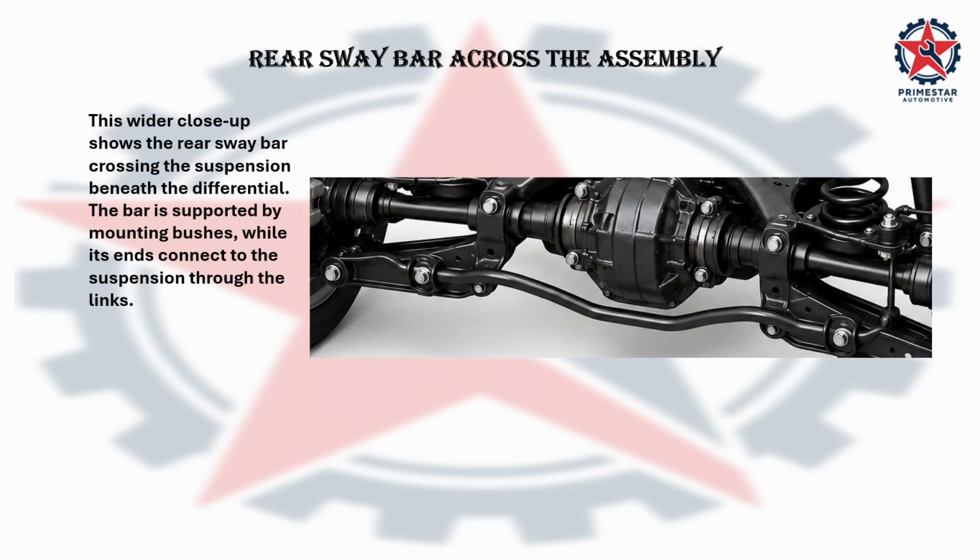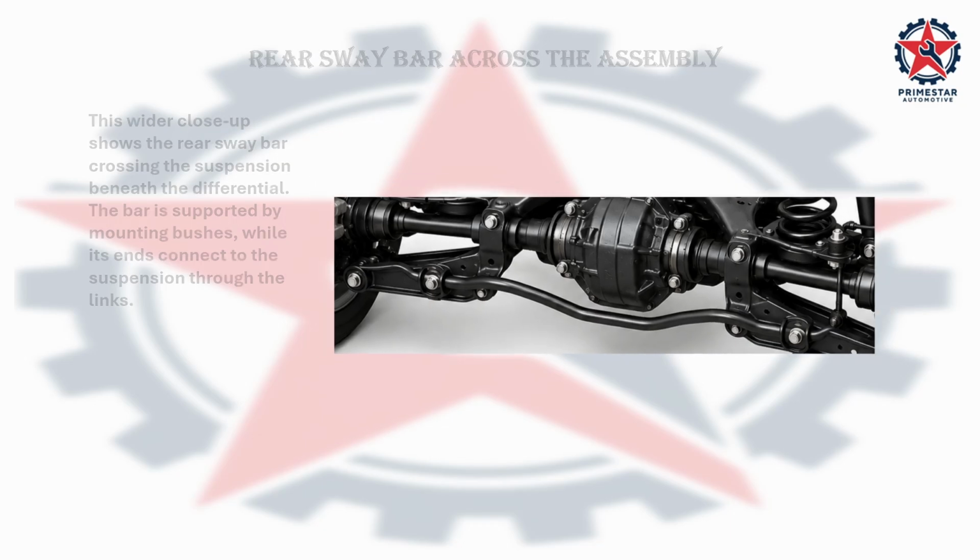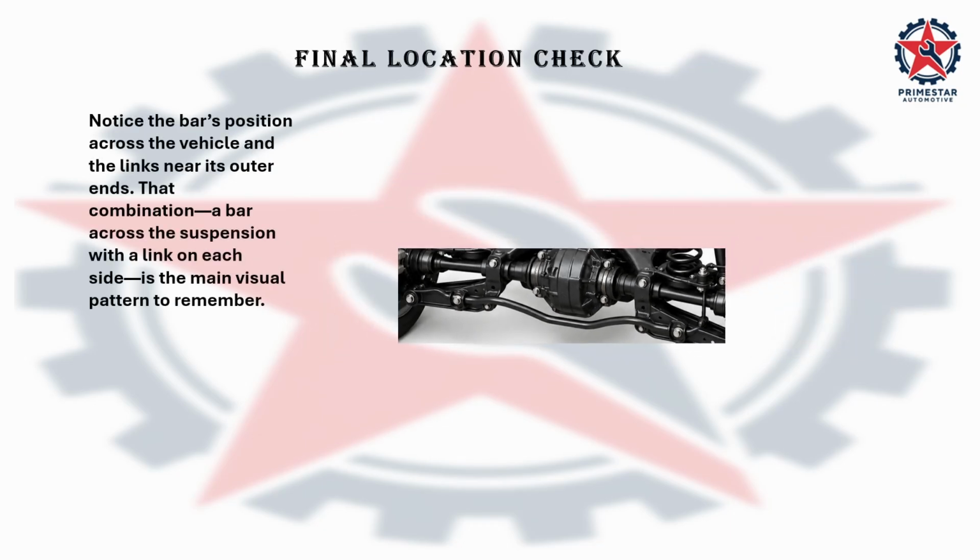This wider close-up shows the rear sway bar crossing the suspension beneath the differential. The bar is supported by mounting bushes while its end connects to the suspension through the links. Notice the bar's position across the vehicle and the link near its outer ends. That combination, a bar across the suspension with a link on each side, is the main visual pattern to remember.